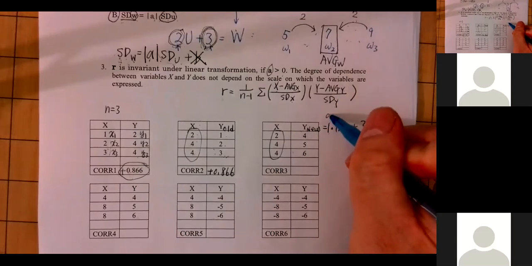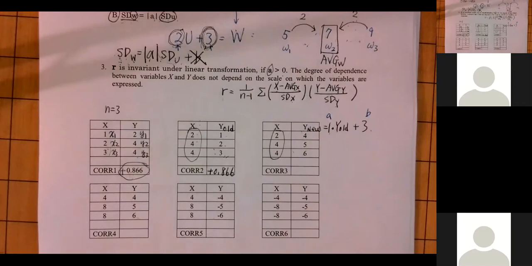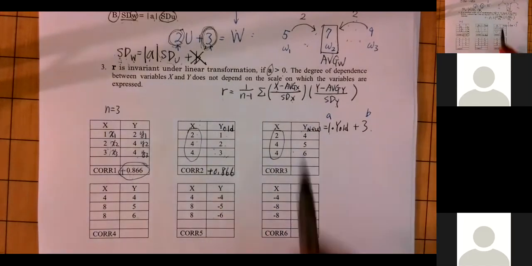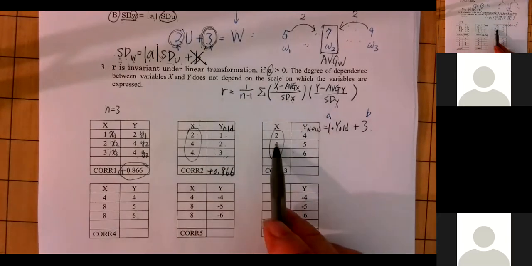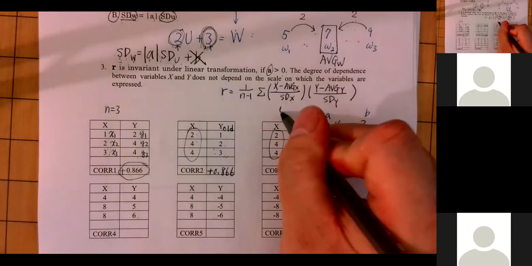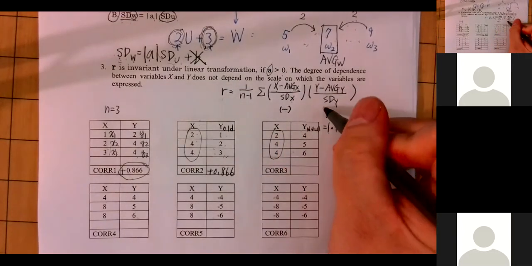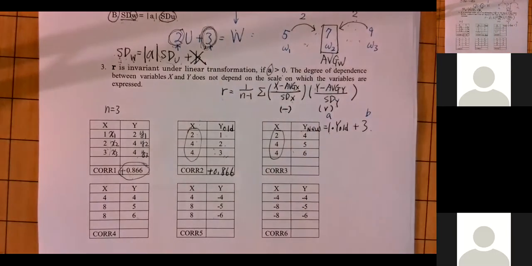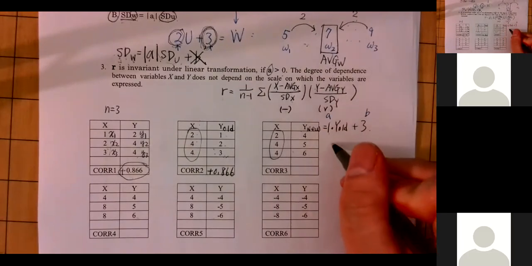The multiplier A is 1. The displacement V is 3. Okay? This is a linear transformation from Y old to Y new. So let's check this formula. Okay? Since the X column remains unchanged, this term will not change. We don't need to check it, but we do need to check this one, because we make a linear transformation on Y. Let's see what's the impact if we make a linear transformation on Y.